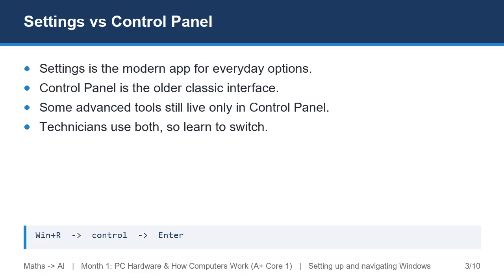Windows has two places to change things. Settings is the modern app you open from Start, and it covers most everyday options. Control Panel is the older classic interface, and a few advanced tools still live only there. To open it quickly, press Windows key plus R, type the word Control, and press Enter. As a technician you will use both, so get comfortable switching between them.